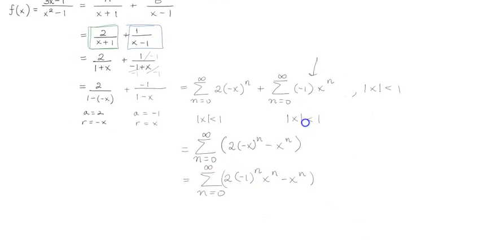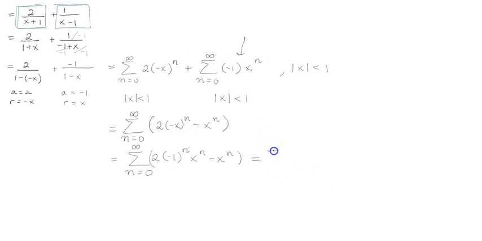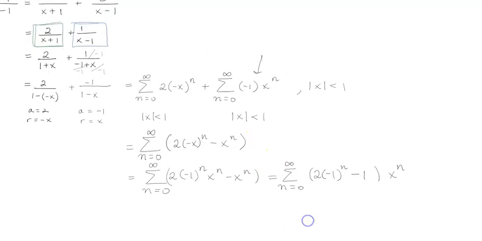And the last thing I'll do is factor out the x to the n, because now both terms have the x to the n in them. You've seen me do this before. I'm going to factor it out on the back end so it looks like a power series. That leaves me with 2 times negative 1 to the n in the first term, and a minus 1 in the second term. And now we have a power series representation for our function.